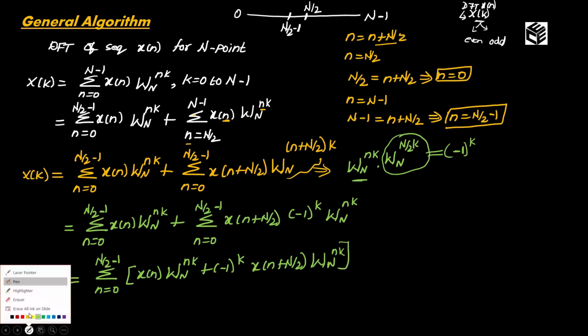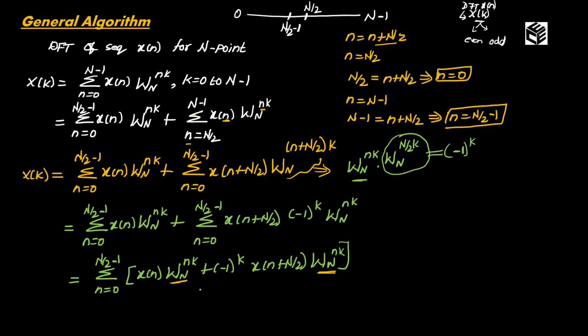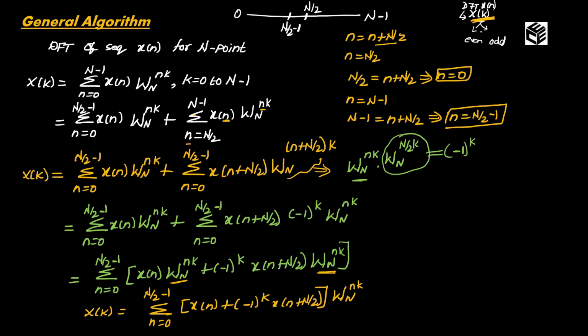If I analyze this summation, I can see that W_N^{nk} is a common factor, right? So I am going to take it outside. My answer will be summation n = 0 to N/2 - 1 of [x(n) + (-1)^k x(n + N/2)] multiplied by W_N^{nk}. Okay, so I have told you we will be finding the expression of X(k). So we have found out what is the expression of X(k).